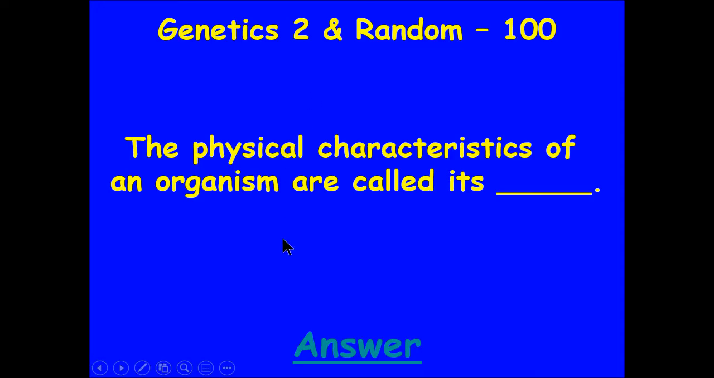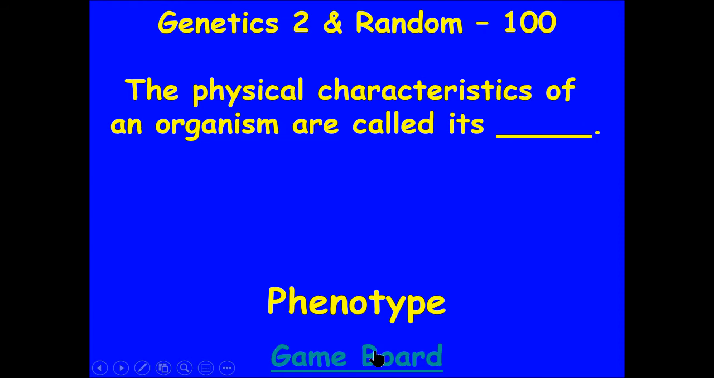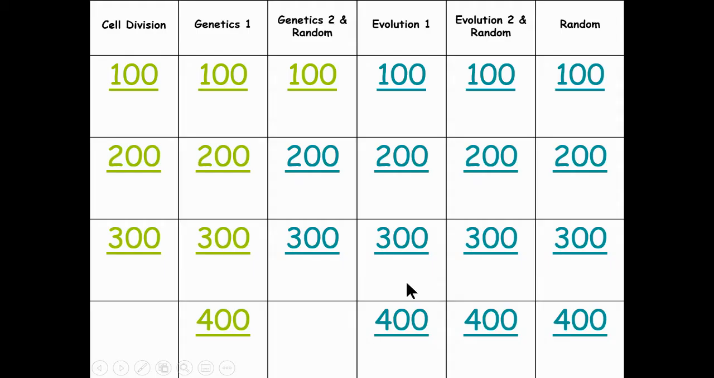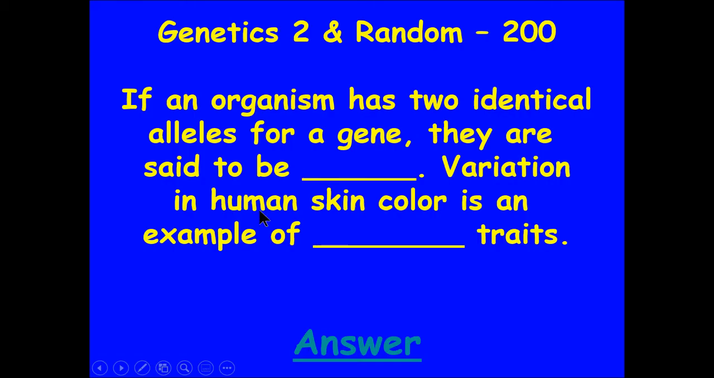Some more genetics. The physical characteristics of an organism are called its what? This actually might be a duplicate question, hopefully. If you didn't get it last time, you get it this time. Answer coming in 5, 4, 3, 2, and 1. That'd be the phenotype, how you feel. That is a repeat question, actually.